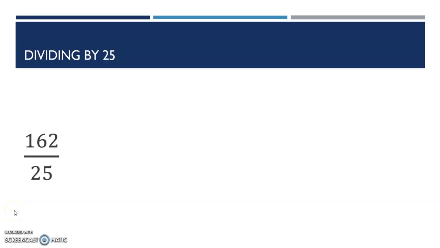Alright, now how about dividing by 25? We have our example here, 162 divided by 25. Again, we wouldn't really be able to do long division because you can't take 25 out of 16 for your first step in long division.